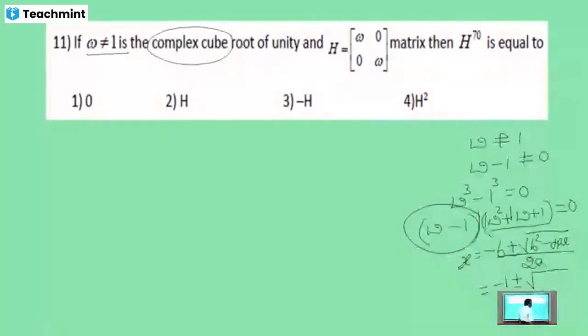1 square minus 4 is minus 3. As you know, minus 3 can be written as 3 into i, right? Minus 1 comes as root 3 i, divided by 2a. Here we see two roots. One is minus 1 plus root 3i divided by 2. Another one is minus 1 minus root 3i divided by 2.